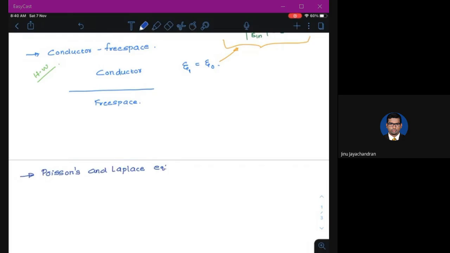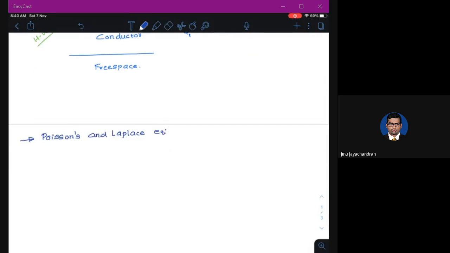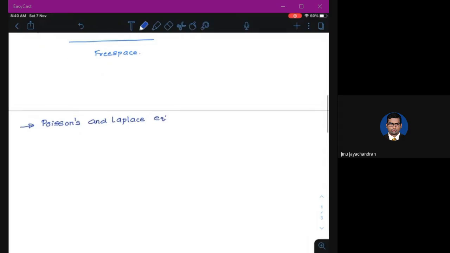Okay, so Poisson's and Laplace equations are second order differential equations, which we can use to find out the potential. And finally, using the potential, you can find out the electric field, even the charges. So let me derive the equation first, and it is derived from Gauss law.